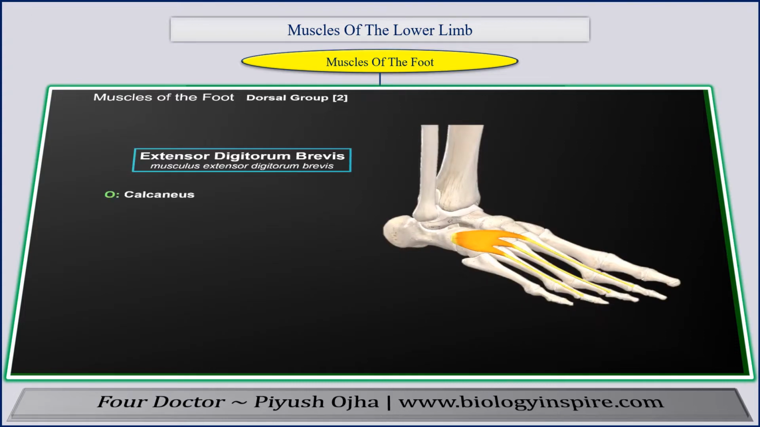It originates from the calcaneus of the foot and inserts at the tendons of the extensor digitorum longus at the second, third, and fourth toes. So its function is extension of the second to the fourth toe, as you see here.